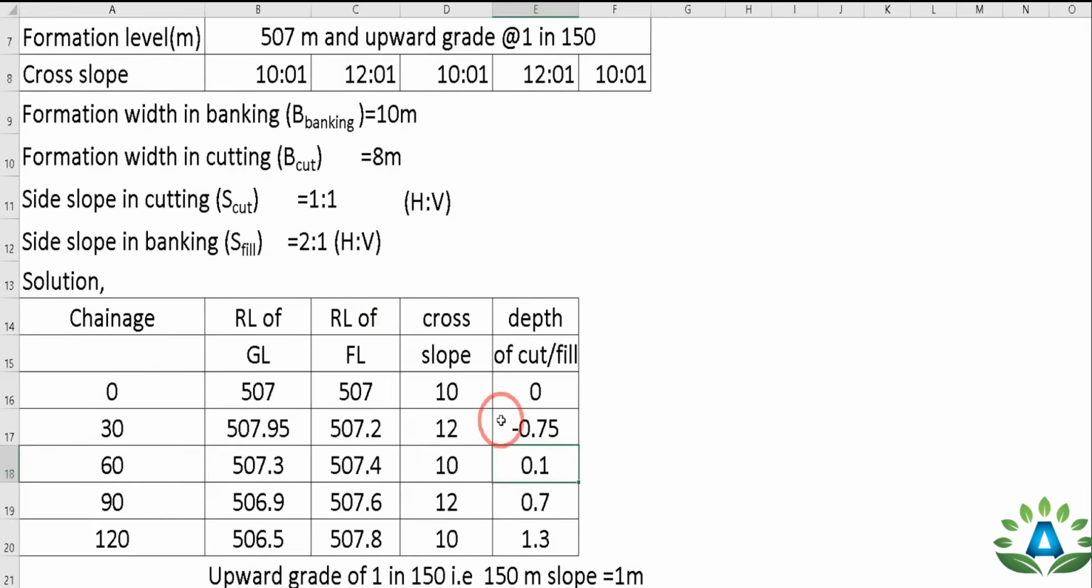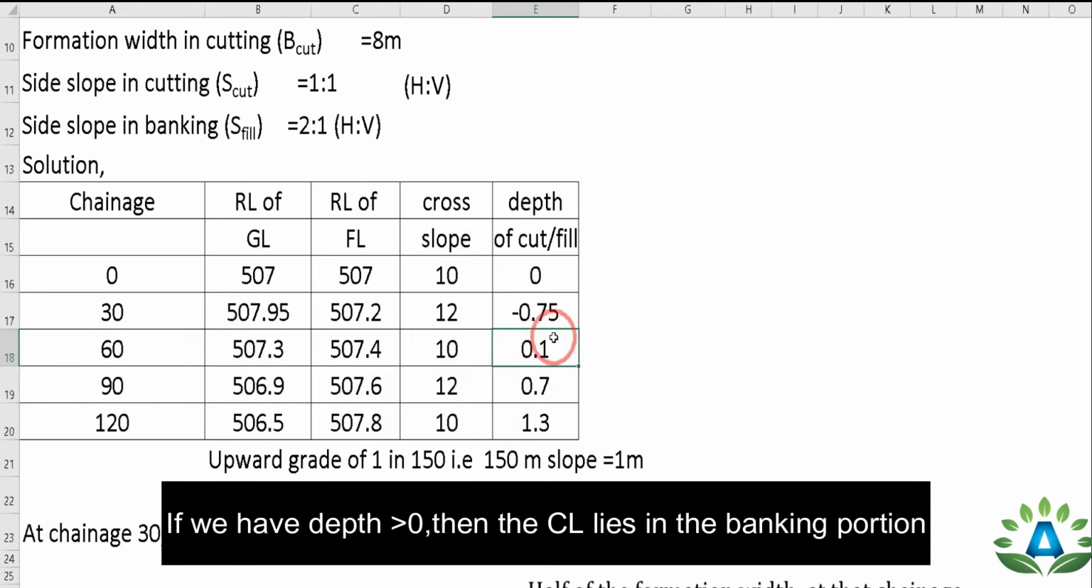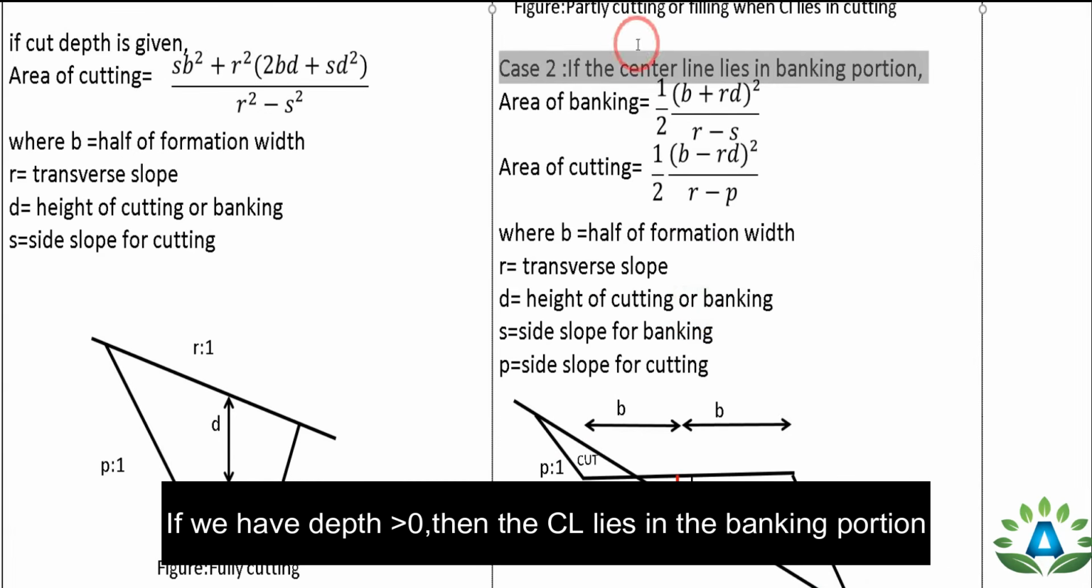So for this we need to see our question. So here at the chain edge of 60 meter we have the depth of the fill because this is positive. So since we have the depth of the fill, then the center line lies in the filling portion. That is, we need to use this case number 2 in which the center line lies in the banking portion. So here we have this banking as dominant, so this plus will be in this area of banking and this minus will be in area of cutting. We can simply copy this area of banking formula.